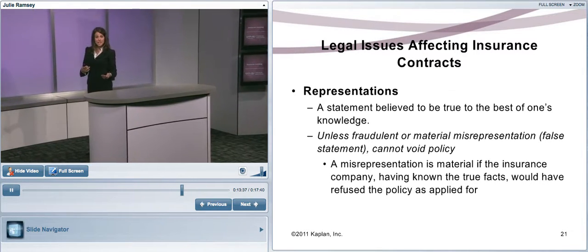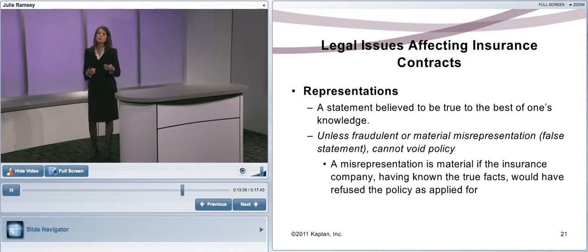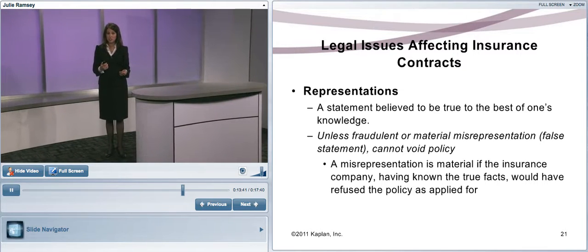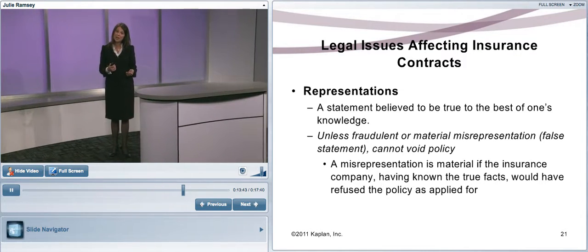Representations. Representations means it's true to the best of my knowledge, all right? And when you're taking an application on a client, you're going to ask questions like, when's the last time you've gone to the doctor? A lot of times that client will not know specifically when it was. They didn't mean to lie, but maybe they were off a few days, a month, whatever, but they're saying this is true to the best of my knowledge. Now, unless they meant to lie, it can't void a policy.